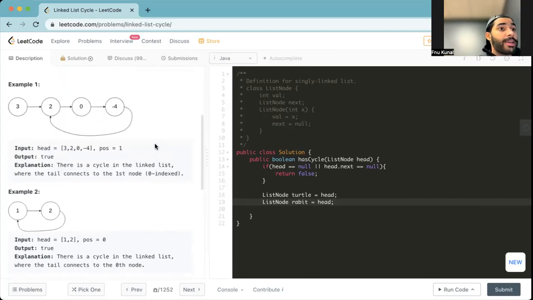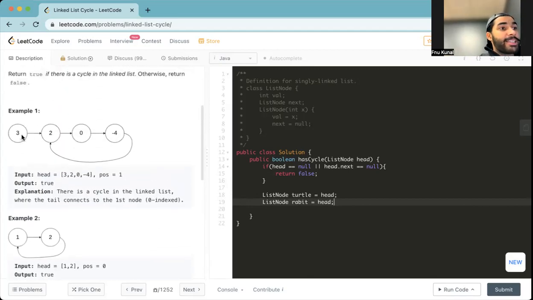I'm going to dry run this. Let's see. My turtle and rabbit are both on the head, starting from 3. The turtle moves 1 step, and the rabbit moves 2 steps each time. After the first iteration, the turtle is here and the rabbit is here. Again the rabbit takes 2 jumps and the turtle just takes 1 jump.